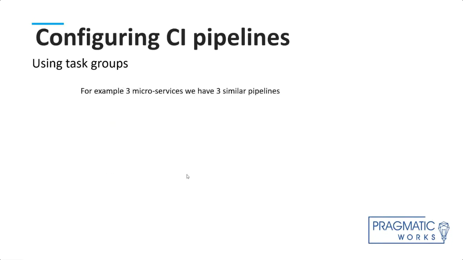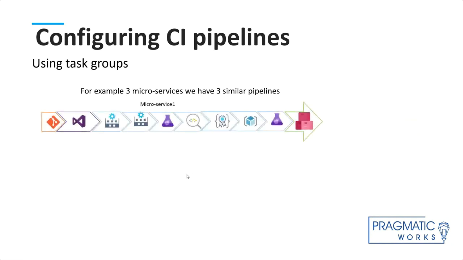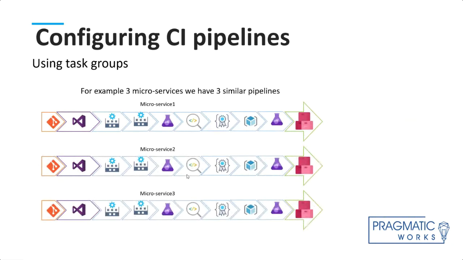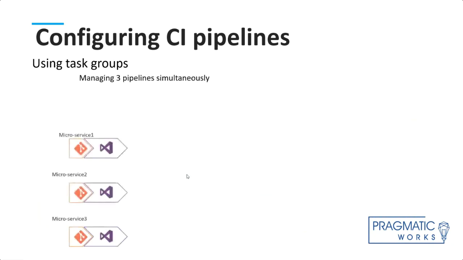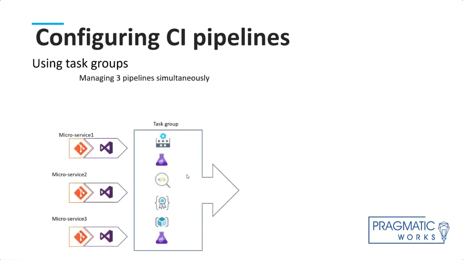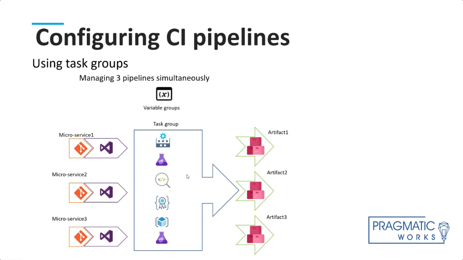But what are we going to do if we, for example, have 3 microservices with 3 similar pipelines? Do we need to maintain them separately? Of course, no. We can split the most common tasks into a task group, and attach this task group to the entire pipelines, so each microservice can trigger its own pipeline, but use the same task group and produce its own artifacts. And of course, you can map your variable groups from any scope to your pipelines here.